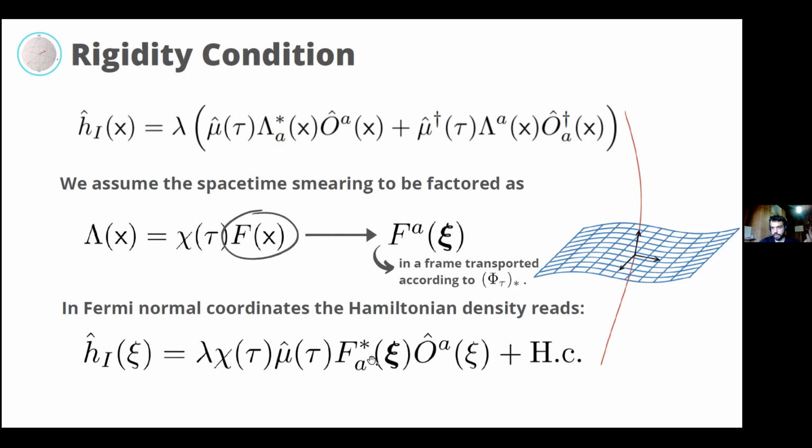And this will also make our lives easier, because then we don't have to think about the time evolution of the tensor part of this tensor-valued operator. We only have to think about the time evolution of the components themselves, because the frame is already transported according to the flow of this phi tau.